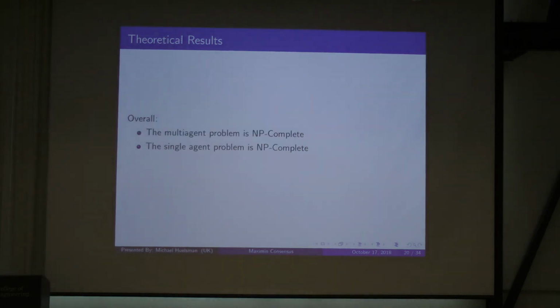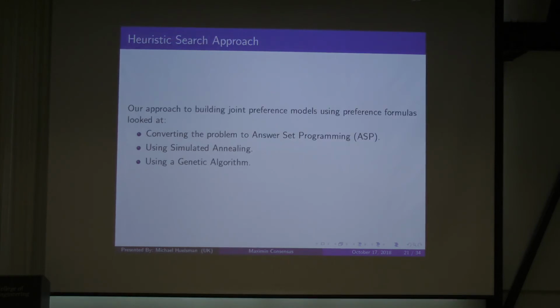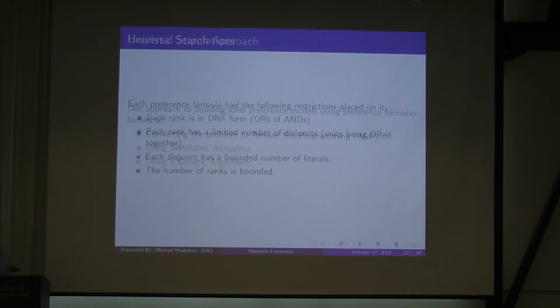Yeah, so both the problems are going to be complete. If you have multiple agents, it's the same as if you have a single agent. So we tried to tackle it three different ways. The first was to convert to answer set programming, which has some nice properties. I'll define these a little bit more later. It gives us some nice guarantees. And then, moving on from that, attempting simulated annealing and using genetic algorithms.